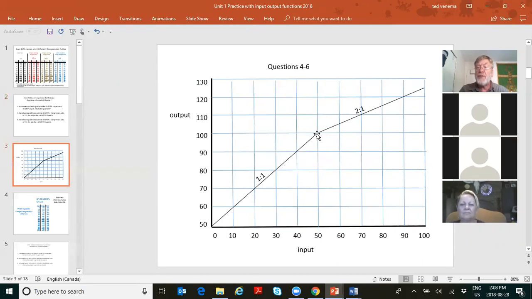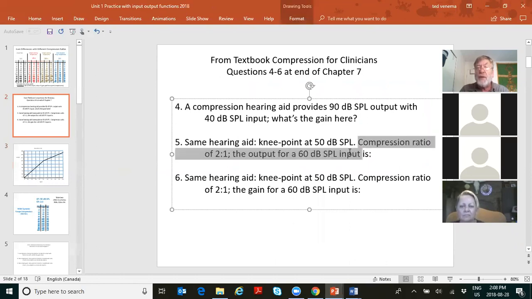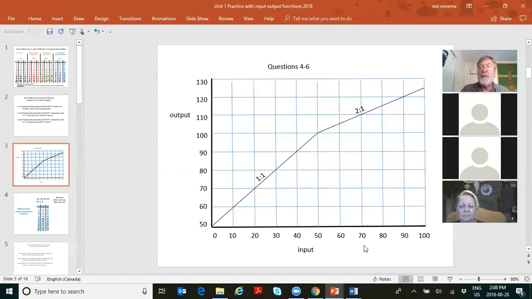Let's put the knee point at 50. Question 5: knee point at 50, and draw a compression ratio of 2 to 1. All right, having done that, here we go. 50 in, 100 out. My gain is 50. So everything along here is linear gain, 1 to 1, because as my inputs increase by 10, my outputs increase by 10. And that happens for everything up to 50.